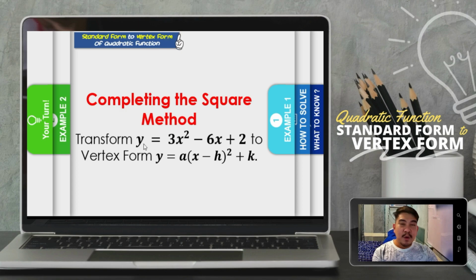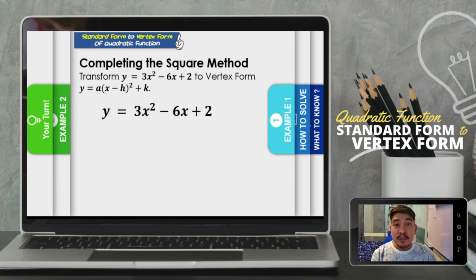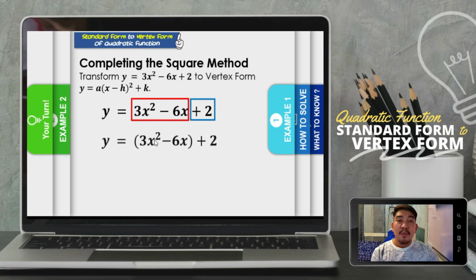So we need to transform y is equal to 3x squared minus 6x plus 2 to its vertex form. So this time, if you can see, the value of a here is not equal to 1. So it is 3. How are we going to do that? It is very easy. The first thing that we should do is to separate the quadratic term and the linear term from the constant term. So that will become y is equal to 3x squared minus 6x enclosed by parentheses plus 2.